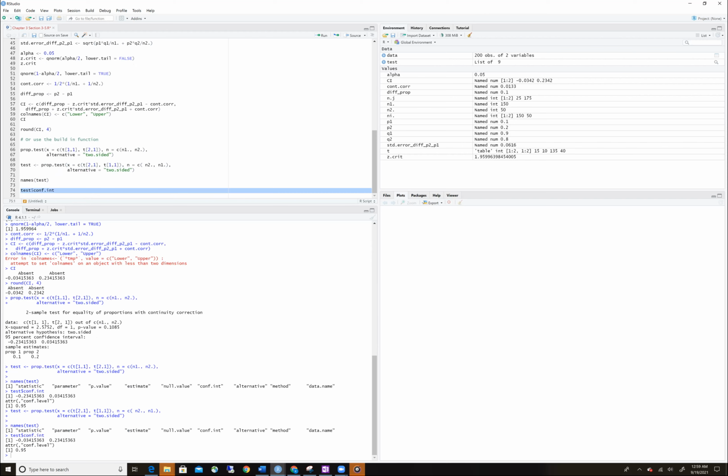At the end of the day, does it matter if you subtract P2 minus P1 versus P1 minus P2? Not really, except you may want to talk about the difference in a particular way that helps people understand what you're doing. So that will determine which order you would like the confidence interval to be shown in. But what's more important is that you interpret correctly the direction of the subtraction that you did.